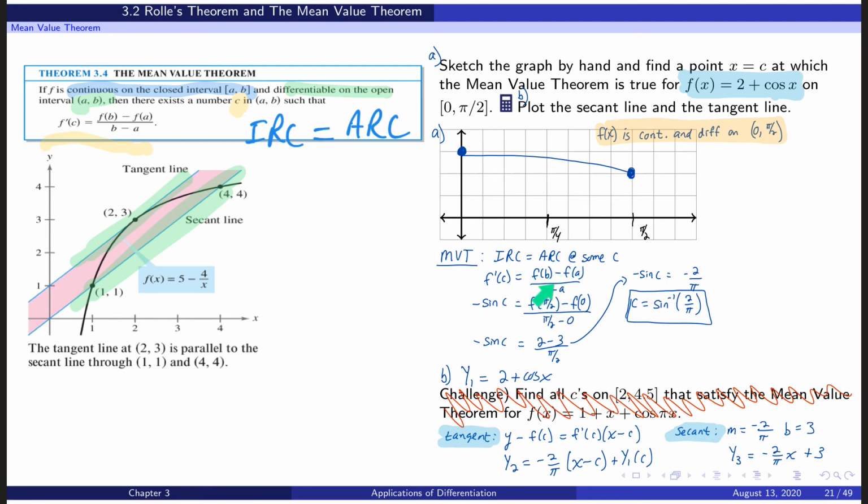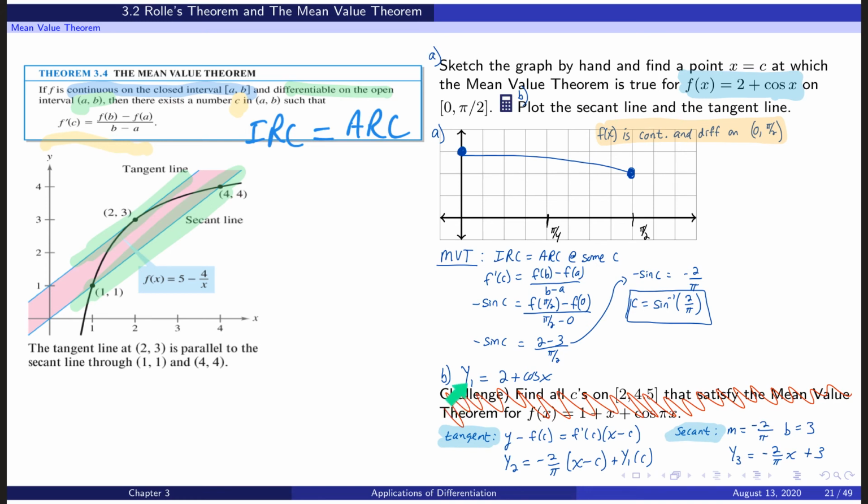Average rate of change, I'm going to use my 2 endpoints of pi over 2 and 0 for b and a, so I need pi over 2 plugged into the function, 0 plugged into the function, which reading it off the graph gives me 2 and 3. The right side simplifies down to -2 over pi. The left side, I'm looking for the location where the first derivative matches the average rate of change. So I have a c there and I need to solve for c. C equals the inverse sine of 2 over pi. That's your answer. So part B says plot the secant line and the tangent line, and it's a calculator question.